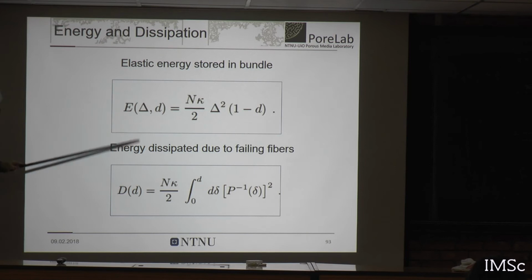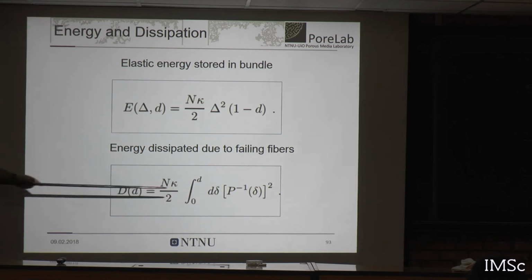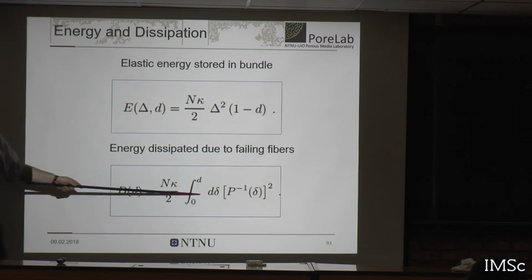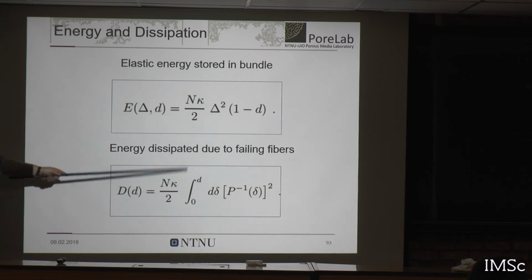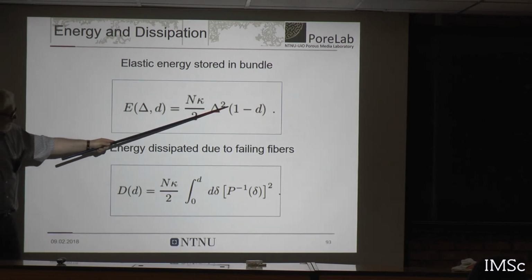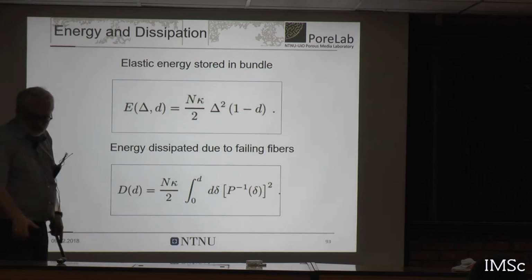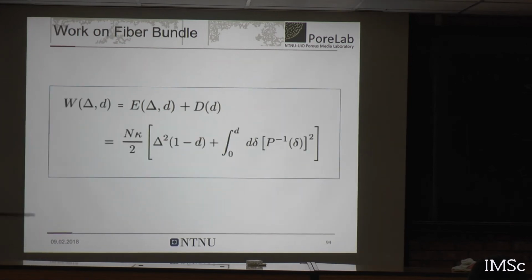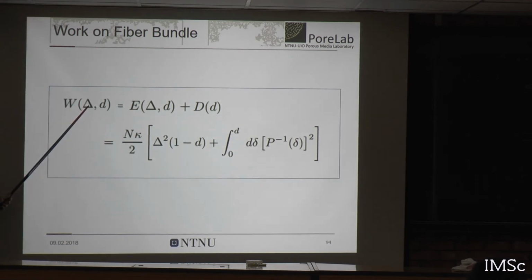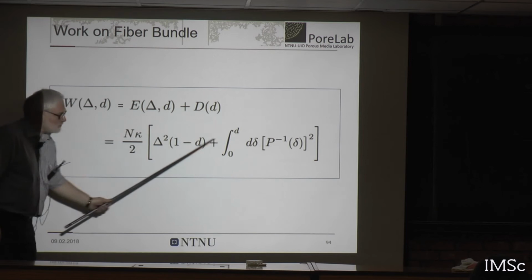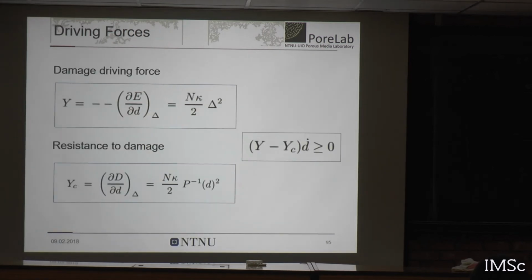So I have then E. There's no delta dependence here. And you see, this is just a material property, because the only thing that's in there is now the thresholds. This one contains the elastic response. All right, so I sum the two, and that is the work I've done on my fiber bundle in order to end up with a damage lower D. So this is the quantity.